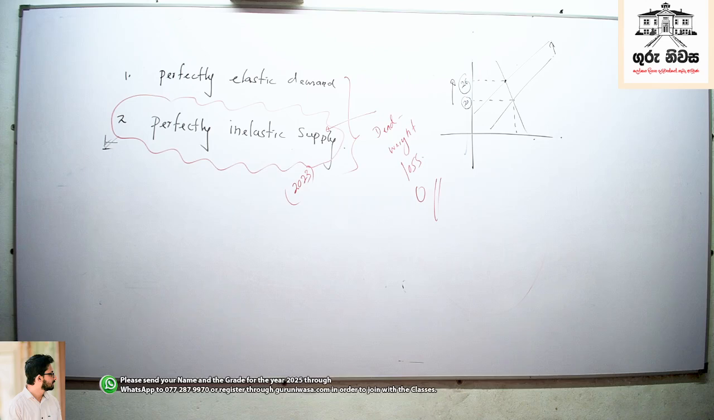Any doubt? This is the distribution of tax burden between consumers and producers, and it basically depends on price elasticity of demand and price elasticity of supply.